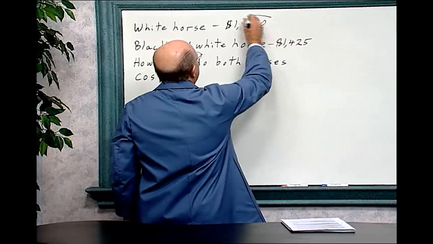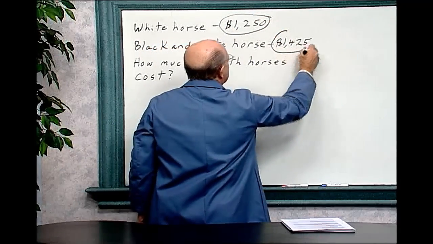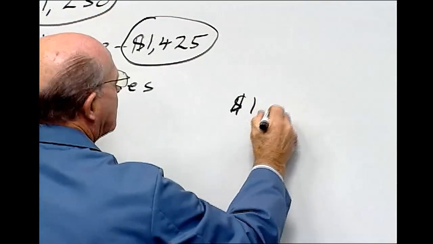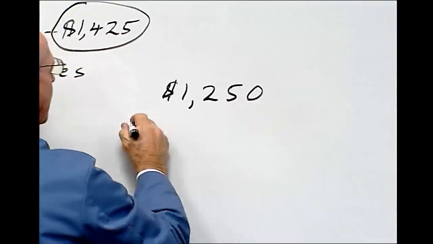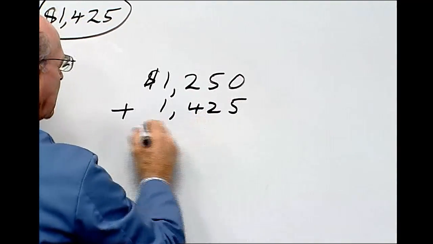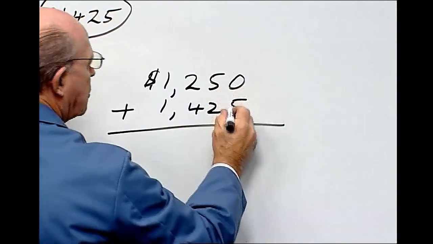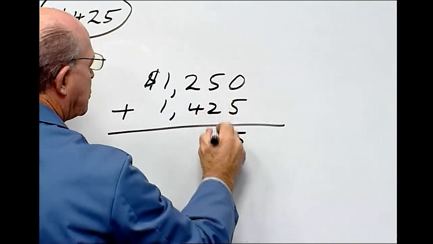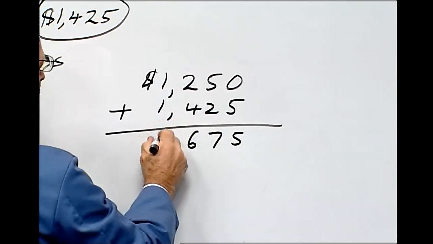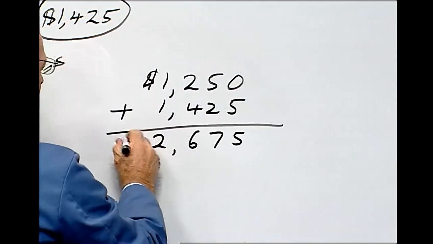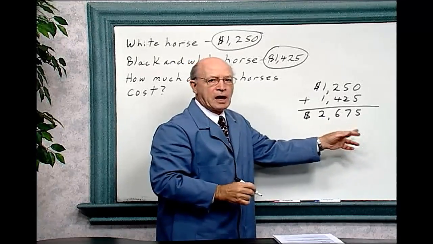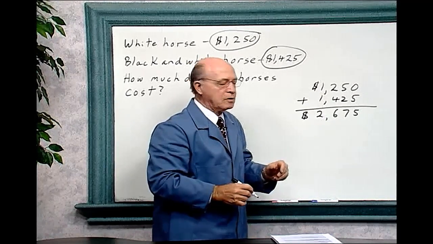So we have to add this number and this number. So it's 1,250 plus $1,425. 0 plus 5 is 5. 5 plus 2 is 7. 2 plus 4 is 6. 1 plus 1 is 2. So both horses cost $2,675. Well, let's write out that number.